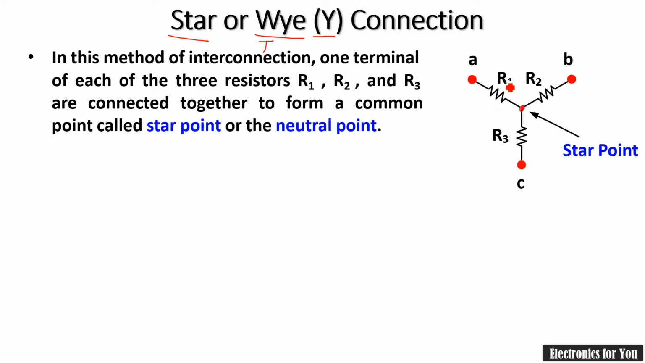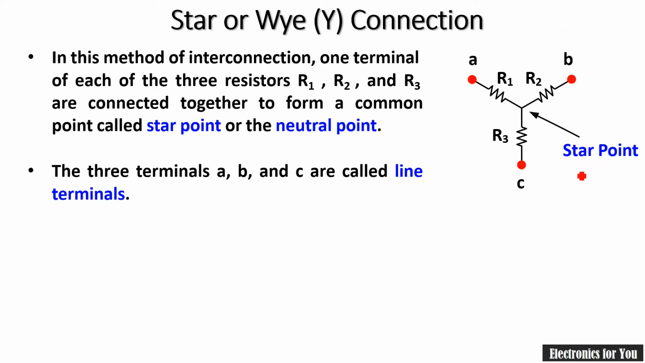Okay, and it is just making a shape just like a Y, that's why it is also called as Y network, or you can say that it is making a shape like a T, therefore it is also called as T network. So this is a star connection where we are having a point which is common to all this. This is called as star point. Another remaining points are A, B, C, which are called as line terminals here. So these are our line terminals.